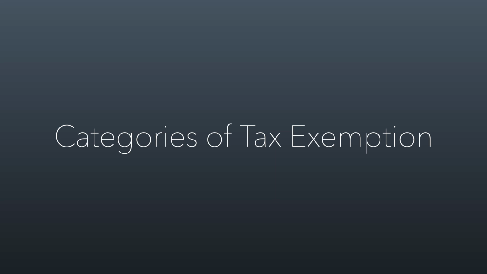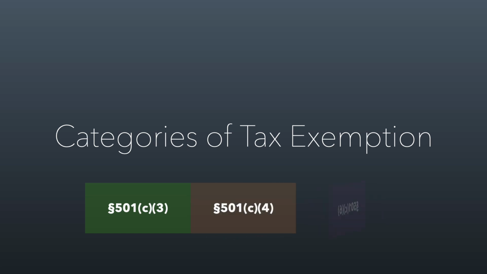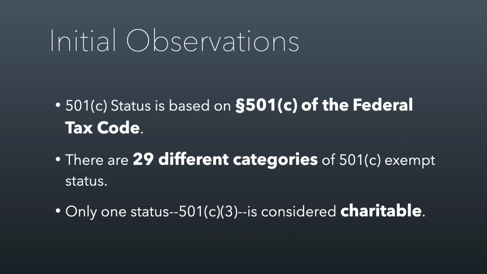Categories of tax exemption in the tax code. We're going to talk about C3 status, C4 status, and C6 status. These come from Section 501C of the Federal Tax Code. You have probably already skimmed this, or you're going to before class. Remember, I do want you to skim it. Don't read it in detail. I just want you to get a sense of what's in there.